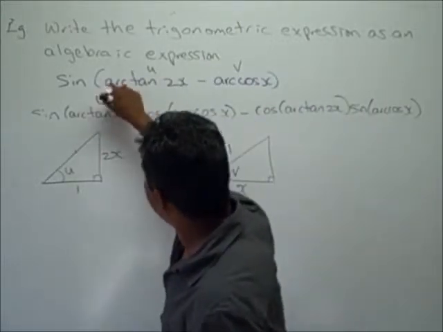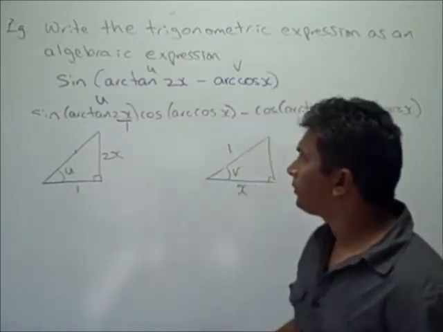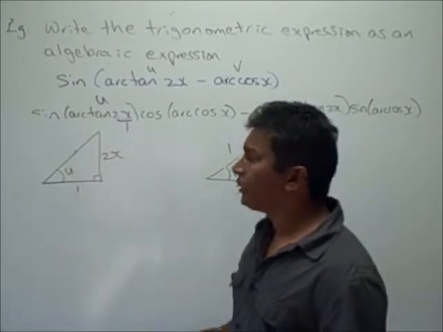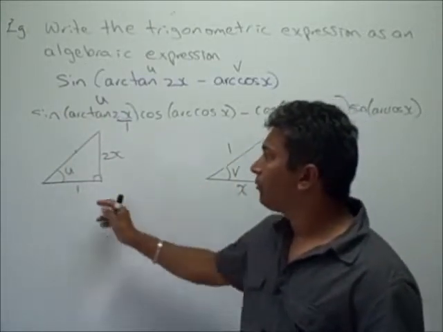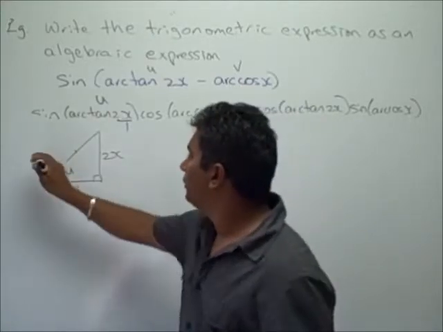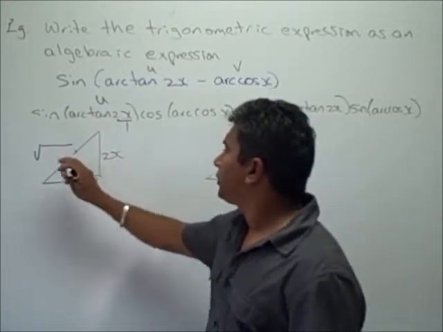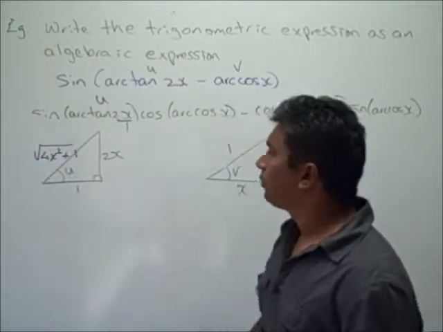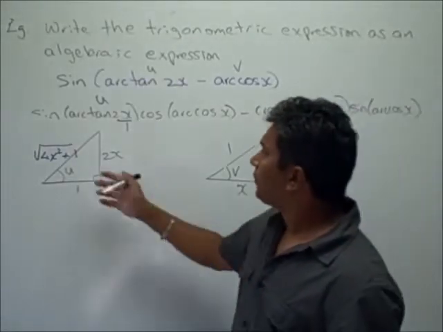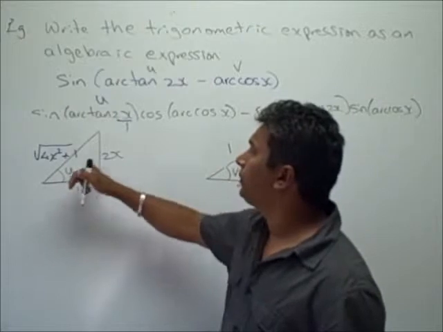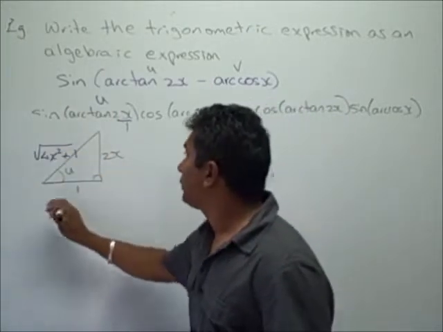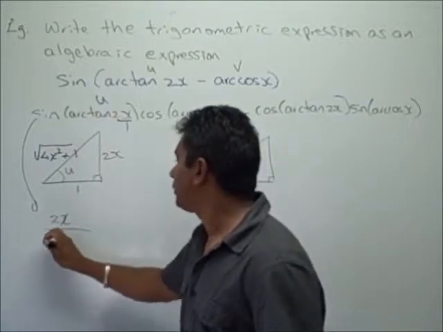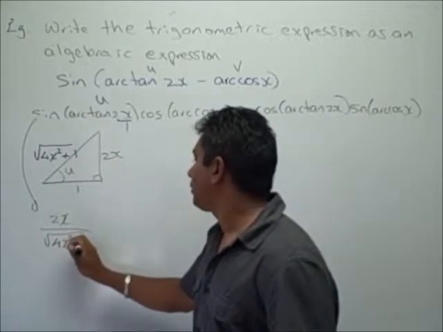Since this is our u and this is 2x over 1, the tangent of angle u is our opposite over our adjacent. Using the Pythagorean theorem, we can find the hypotenuse. The hypotenuse is equal to the square root of 2x squared, which is 4x squared, plus 1 squared, which is 1. So now we can find the sine of u. The sine of u would be the opposite over the hypotenuse, so this gives us 2x over the square root of 4x squared plus 1.